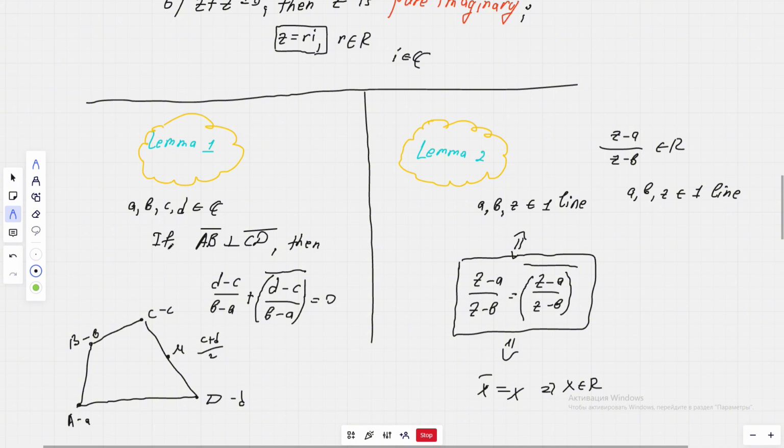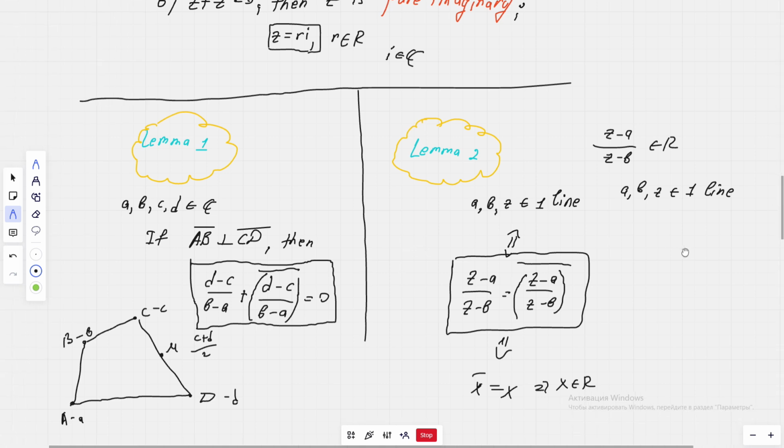So here it says that, let A, B, C, D be complex numbers, and if the line AB is perpendicular to the line CD, then we get this expression. It is really important and really useful. It is used almost in every single solution, so you should really take a note of it.